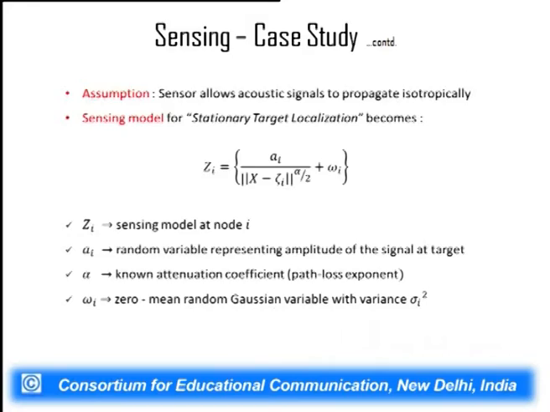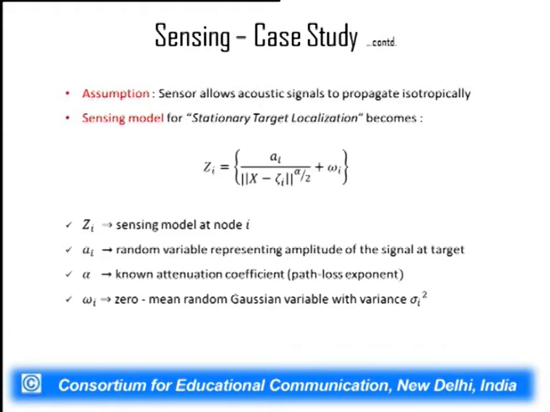Welcome back. We were talking about a real-time case study. In continuation to that, we make another important assumption that the sensors are allowed to use acoustic signals, and these signals are isotropically propagating. Okay, that is, they are propagating in the same intensity in all directions. Now, to model this application of stationary target localization, it can be done as in this highlighted equation.